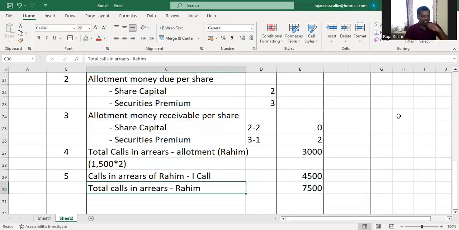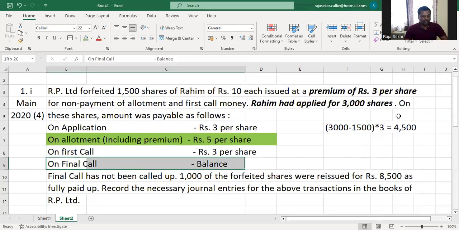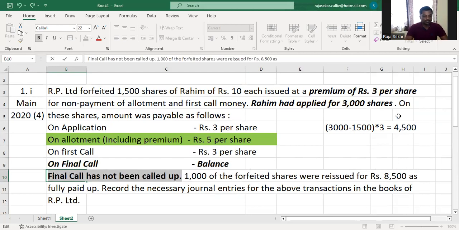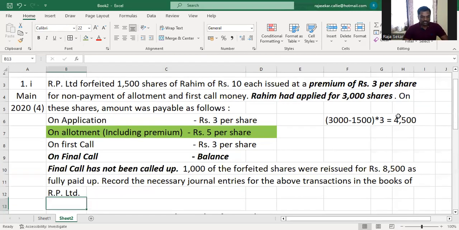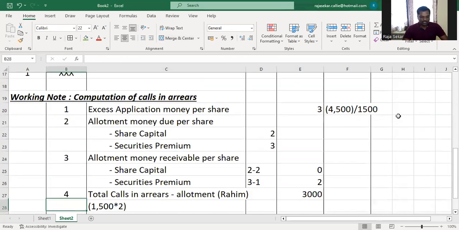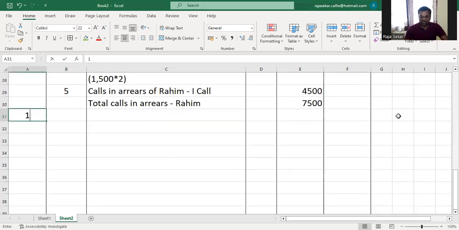Now you might wonder why I haven't taken the final call here for computing the calls in arrears. I have not taken the final call because it is clearly stated in the question that the final call has not been called up. Now, once we are done with this, it's very, very easy to solve the question after this point.